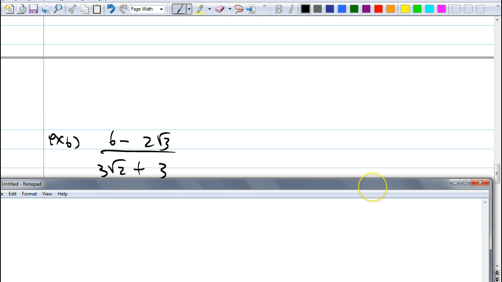Here we go. Example 6. Everybody try. Listen, I got 6 minus 2 rad 3 all over 3 rad 2 plus 3. This time, you have a binomial with a radical on the numerator also, but it's not that different. Look at what we have on the bottom. We got 3 rad 2 plus 3.